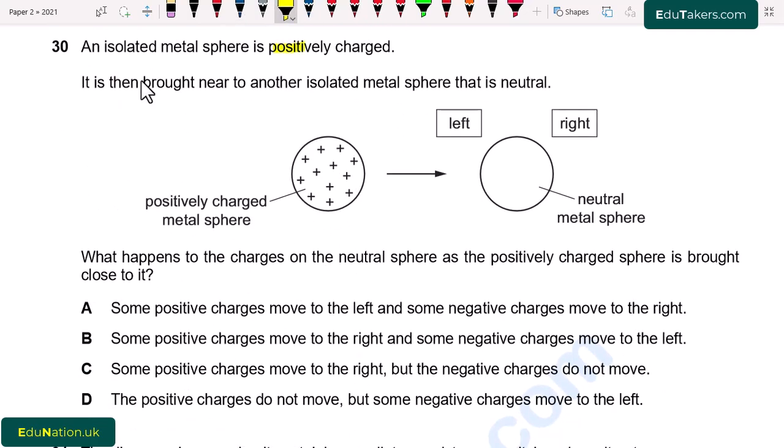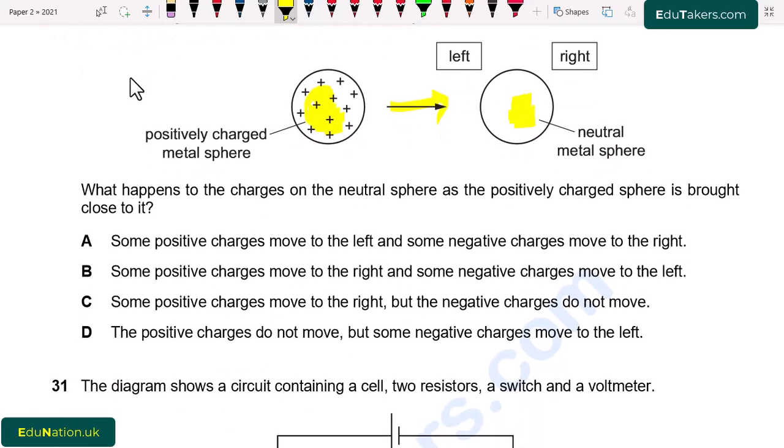Question number 30. An isolated metal sphere is positively charged. It is then brought near to another isolated metal sphere that is neutral. So first of all, we have an isolated metal sphere which is positively charged. Second, we have a neutral metal sphere, and then this positively charged metal sphere is brought closer to the neutral one. What happens to the charges on the neutral sphere as the positively charged sphere is brought close to it?